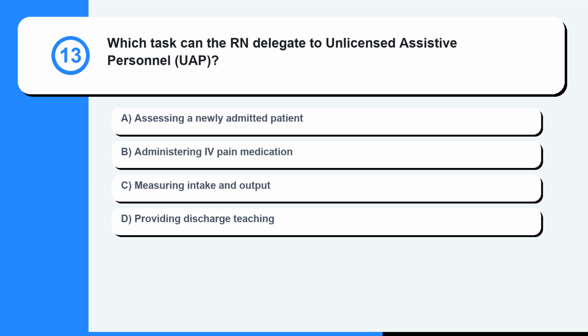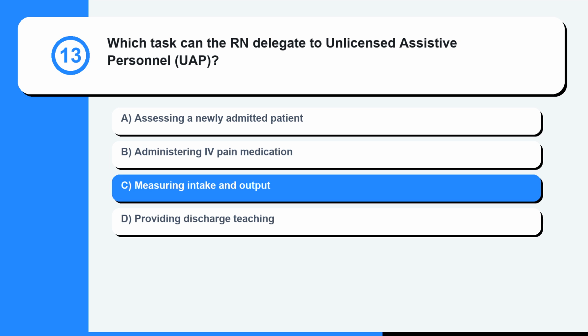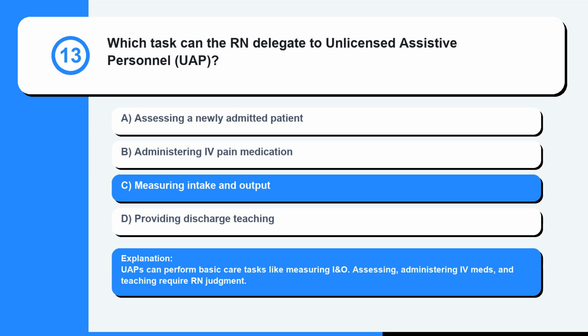Question 13. Which task can the RN delegate to unlicensed assistive personnel, UAP? A. Assessing a newly admitted patient. B. Administering pain medication. C. Measuring intake and output. Or D. Providing discharge teaching. The correct answer is C. Measuring intake and output. UAPs can perform basic care tasks like measuring I&O, while assessing, administering meds, and teaching require RN judgment.